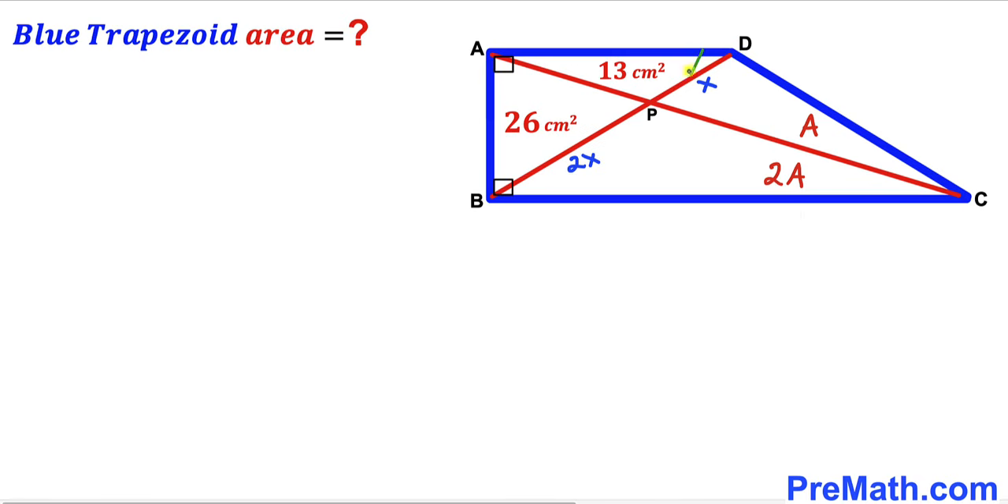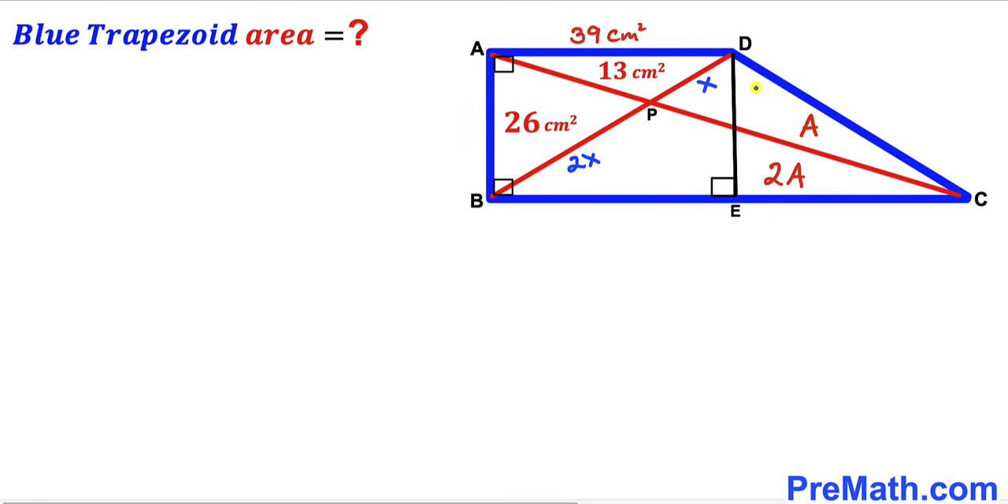And now let's focus on this whole big triangle ABD. We can see the total area of this triangle ABD is going to be the sum of these two individual areas. 13 plus 26 is going to give us 39 centimeter square.